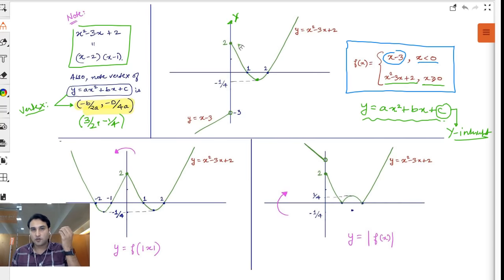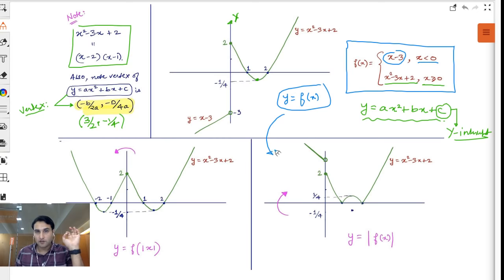ठीक है. So ये वाला graph plot हो गया for greater than 0. ये वाला graph plot हो गया for less than 0. Now we are plotting from here. So this is the graph of y is equal to f x. From here first we are going to y is equal to mod of f x. क्या होगा उसमें? Y equal to mod f x.